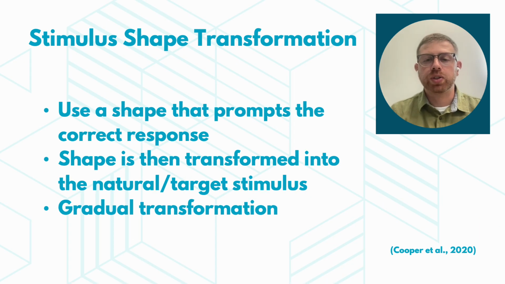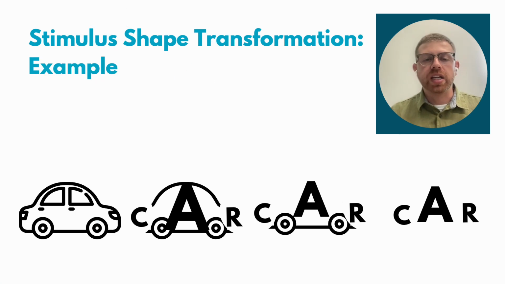Next is stimulus shape transformation. So this is where we're going to utilize a shape that prompts the correct response. The shape is then transformed into the natural target stimulus. This is a gradual process, and it's a little bit easier to understand with the visual here. So, here's that example of a stimulus shape transformation.